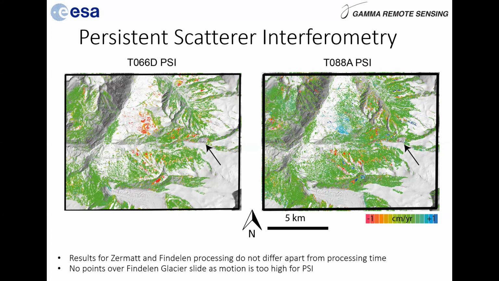Second, the Findel Glacier slide is not detected, as indicated by the black arrows. This is because it moves too fast for PSI. And third, a large feature is noted on the eastern flank above the village of Zermatt. This is prominent in PSI, but has not been previously detected in differential interferograms or stacking results. PSI therefore also complements the previous methods and highlights the need for multiple techniques to maximize the yield of information when analyzing mountainous regions.